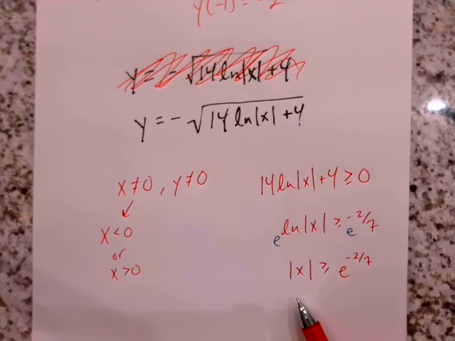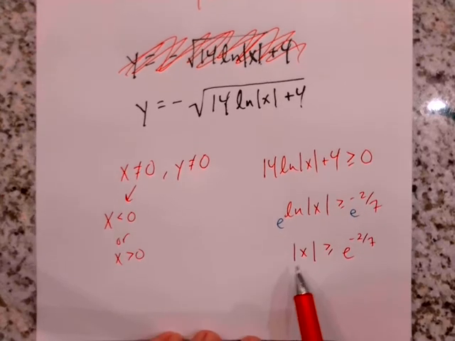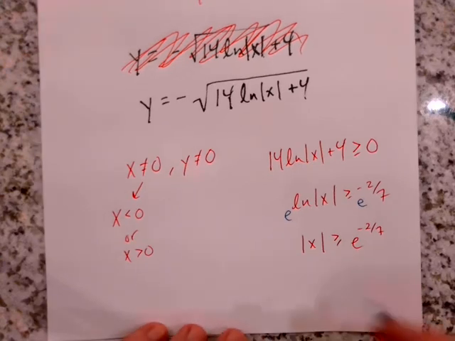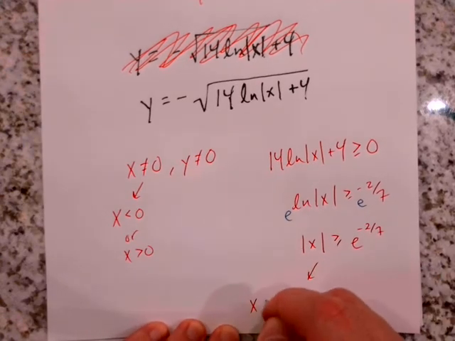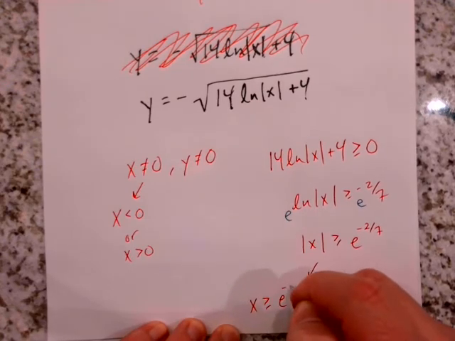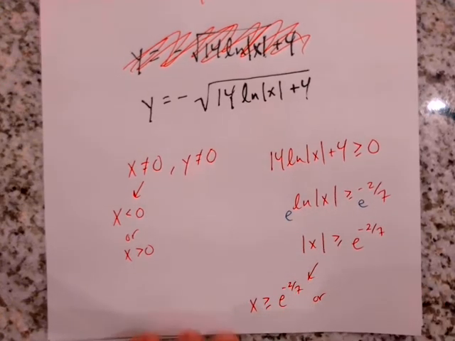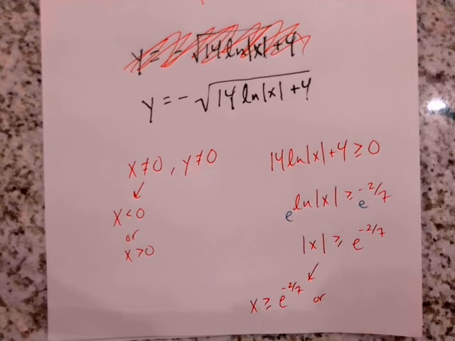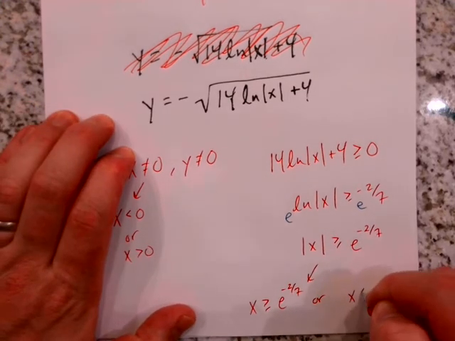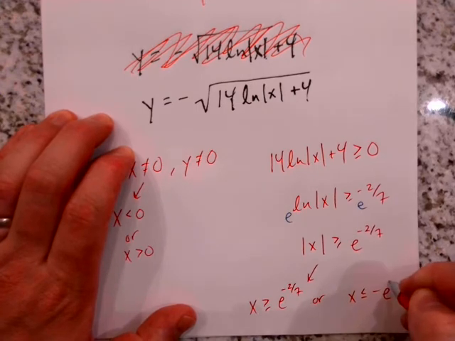To solve this inequality, if the absolute value of x is greater than or equal to this number, it means two things. One is either positive x is greater than or equal to that number, or two, it means that on the negative side, you are more than that in terms of size, which means if you're negative, that you are less than or equal to negative e to the negative 2/7.